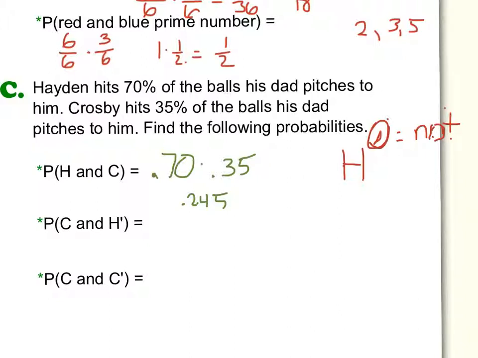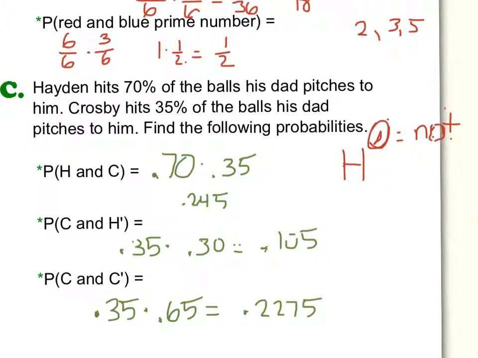The second problem is saying what's the probability Crosby gets a hit? Well, that's 35% again. And then we want to find out he gets a hit and Hayden does not get a hit. Well, Hayden gets a hit 70% of the time. That means 30% of the time he won't get a hit. You multiply those two numbers together, and we get 0.105. You go ahead and try the second one, so pause the video quick and try the third one.